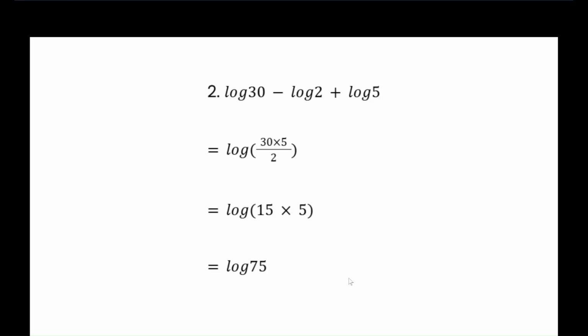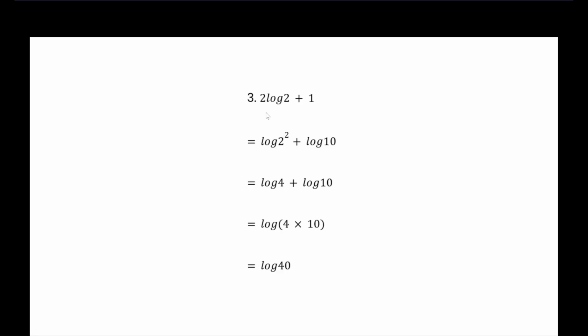For question 2, we have the same log bases again, so we can combine them directly. The minus here means that we are dividing, and the plus means we are multiplying, so we have log of 30 divided by 2, and also times 5, so we have something like this. Simplify, and we have log 75.